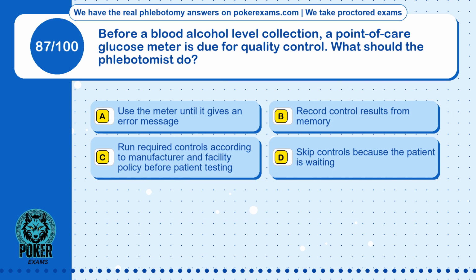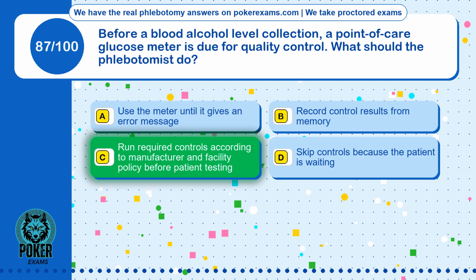Question 87. Before a blood alcohol level collection, a point-of-care glucose meter is due for quality control. What should the phlebotomist do? Option A. Use the meter until it gives an error message. Option B. Record control results from memory. Option C. Run required controls according to manufacturer and facility policy before patient testing. Option D. Skip controls because the patient is waiting.